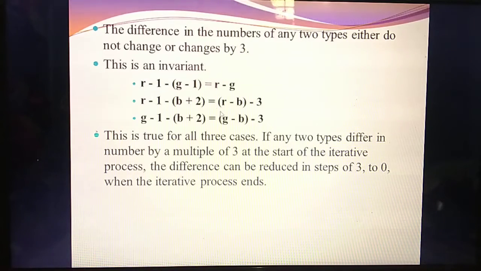So likewise, 3 possibilities are given in the question, isn't it? Likewise, if you solve all the 3 cases like this, you will get the answer like this. So from these, if any 2 types differ, you get a multiple of 3. Only 2 of them are getting a multiple of 3. The third one is getting 0. So they have given that the difference can be reduced in steps of 3. So 2 only you are getting the multiple of 3 and 1 process you are getting 0. And when we are getting the 0, the process ends.